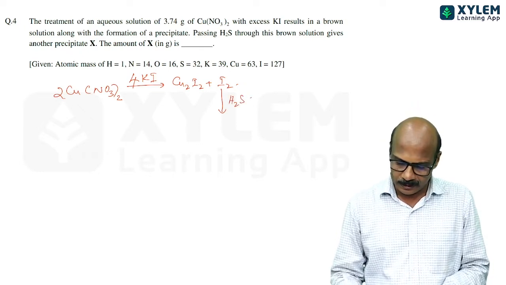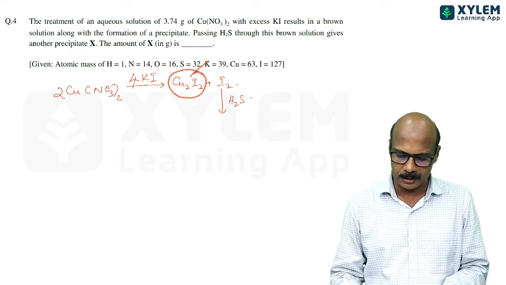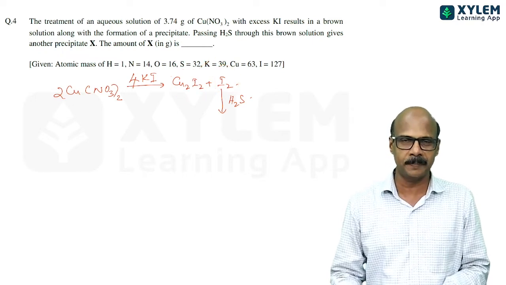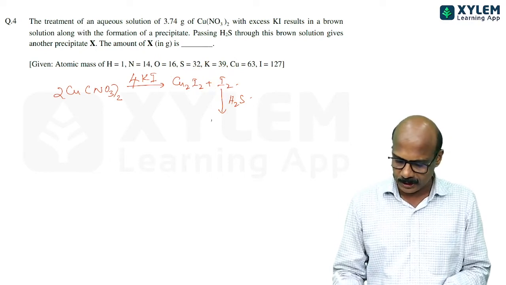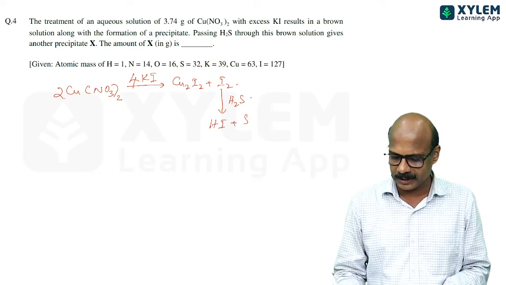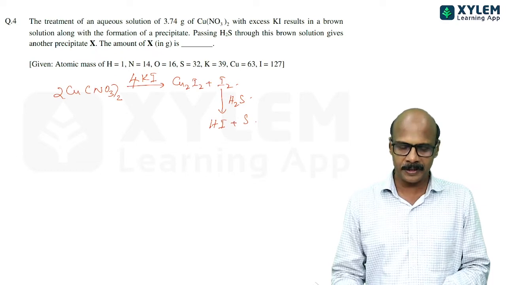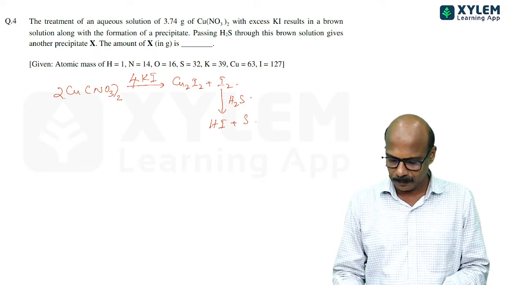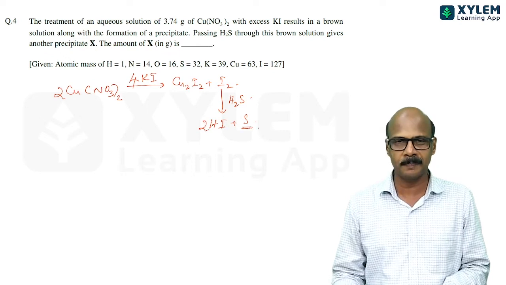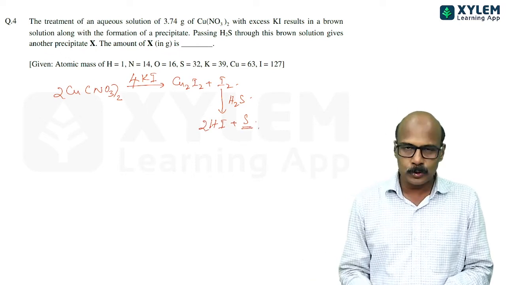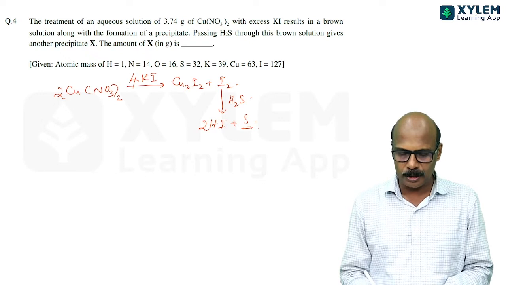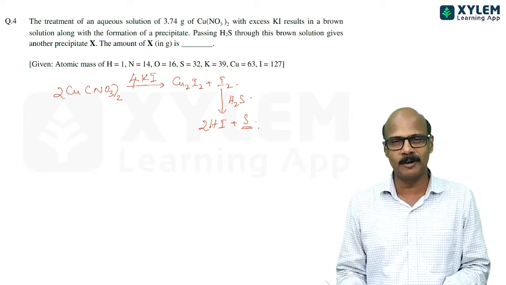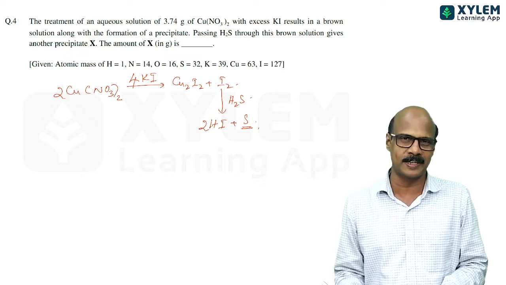When iodine solution is passed with H2S, what is expected? Please note that the initially formed precipitate is filtered off. So what remains in the solution is iodine. Iodine reacts with H2S, and you will get hydrogen iodide and elementary sulfur. Clearly, 1 mole I2 can produce 1 mole sulfur. Clear? Now, 2 mole cupric nitrate can quantitatively produce 1 mole I2, and 1 mole I2 can quantitatively produce 1 mole sulfur.